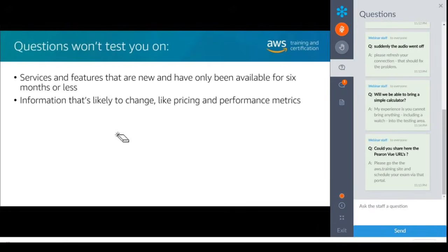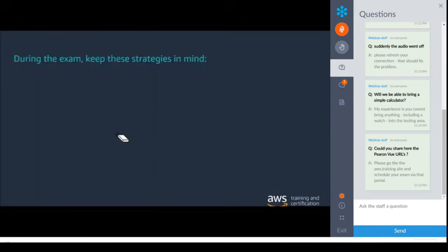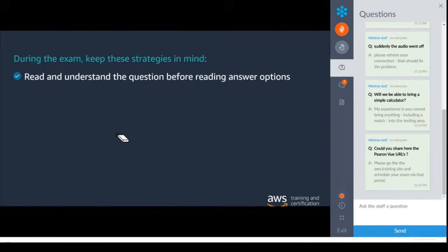And like I said, the majority of this exam is really focused on general machine learning ideas, which are extremely stable. So, test taking strategies. During the exam, read and understand the question before reading the answer options.